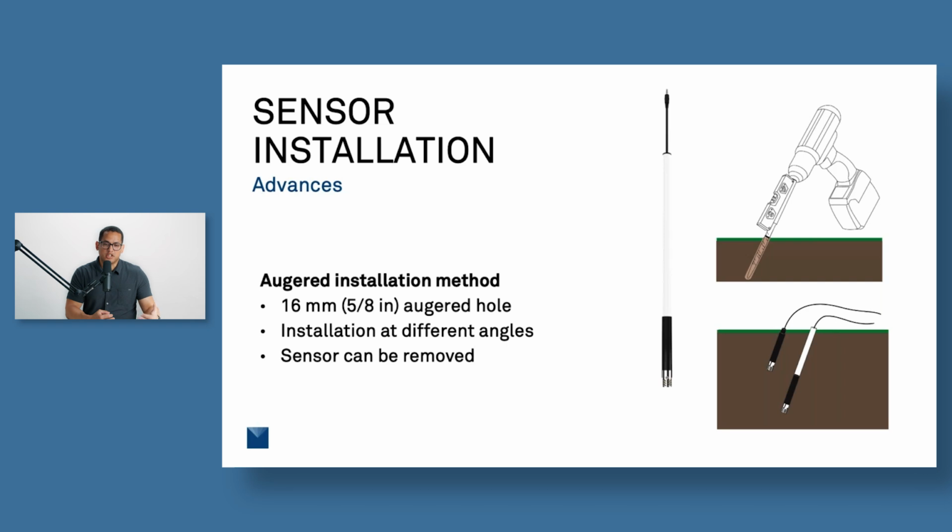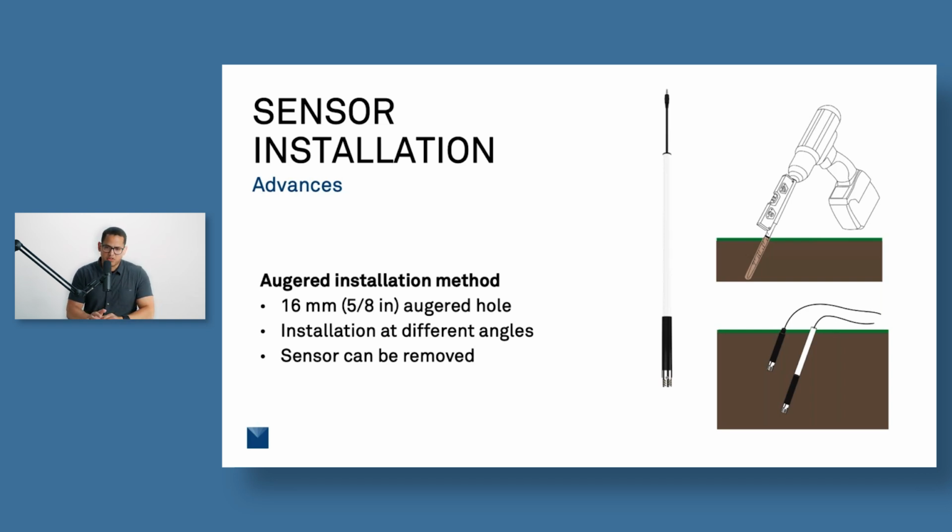With something like this, let's say I'm going to install a TEROS 22. I'm just going to make a small augered hole, 16 millimeters or 5/8 of an inch, using a long drill, and drill down to the depth. We can do it at angles. That way you have undisturbed soil above the sensor, and that minimizes the disturbance to how the water flows through the soil.